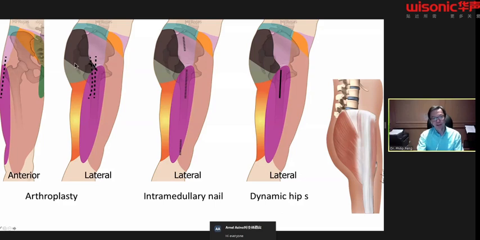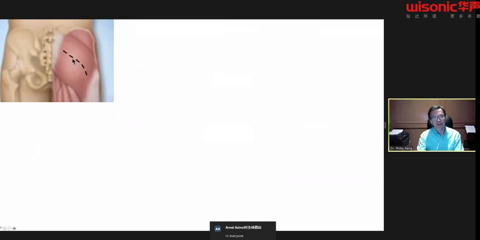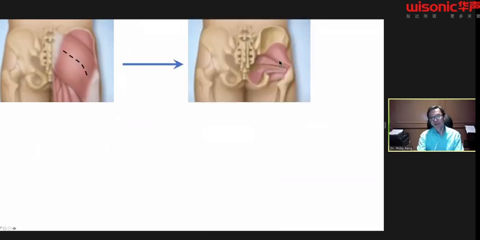Most people use the posterior approach. In the posterior approach, you split the gluteus maximus muscle, supplied from the sacral plexus, and then you see the short rotators and you cut these. And again, there is a lot of pain from the posterior capsule here and the muscle, which is from the sacral plexus.